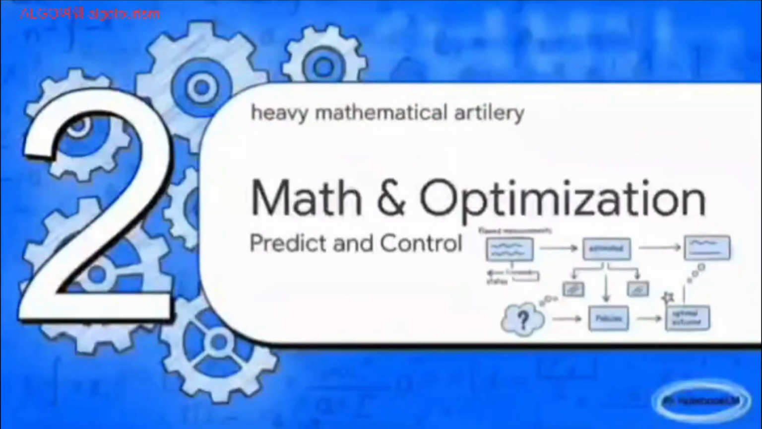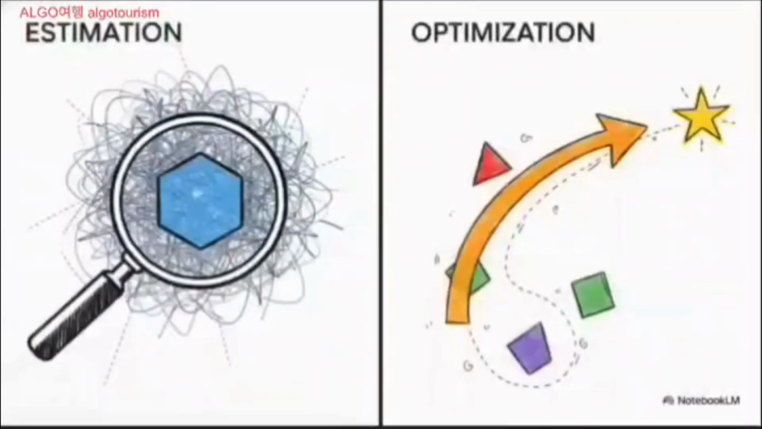Moving on to Section 2. Math tools for optimization. Now, what's really interesting here is how we can neatly group all these intimidating formulas into 2 primary buckets: tools for predicting and tools for controlling. For estimation and prediction, we use things like the Kalman filter to strip the noise right out of our measurements, or Bayesian inference to constantly update our beliefs whenever new data rolls in.